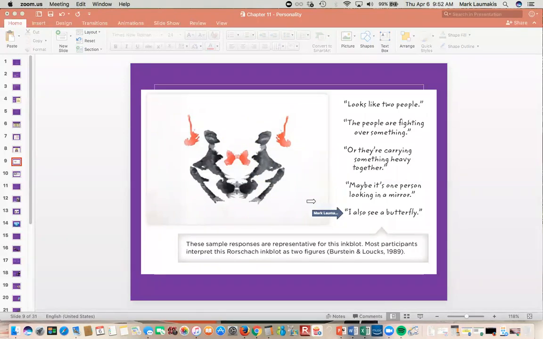I also see a butterfly. Kristen might see a butterfly a second time here with the red shape in the middle. Okay, maybe some sort of rare red butterfly, let's say. Okay. So that's the Rorschach approach.